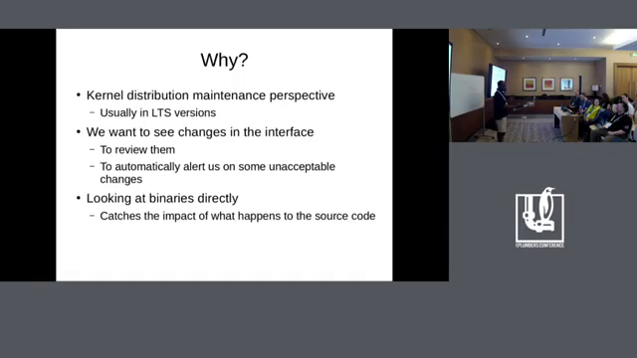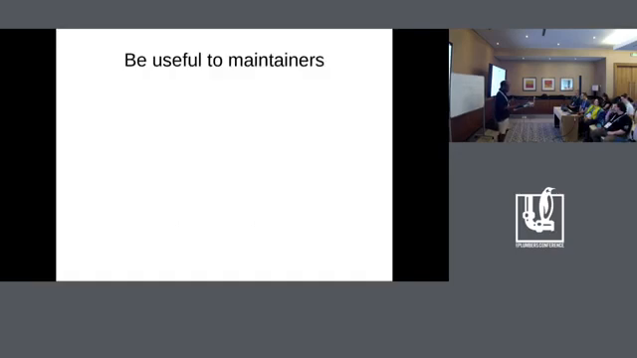So without talking too much, for those who don't know, I wanted to just show you how you can be useful to maintainers in a very simple way. I'm going to drive you through a small real world example of what we are showing today.